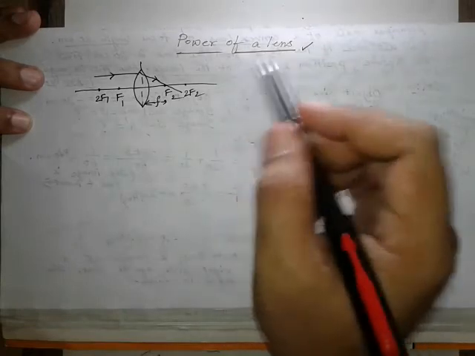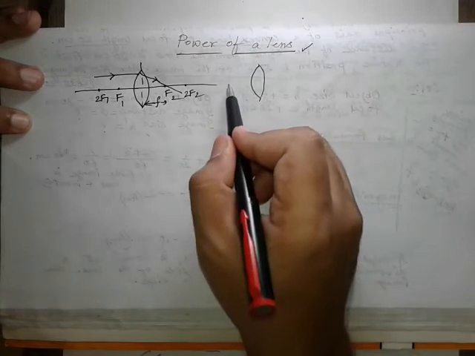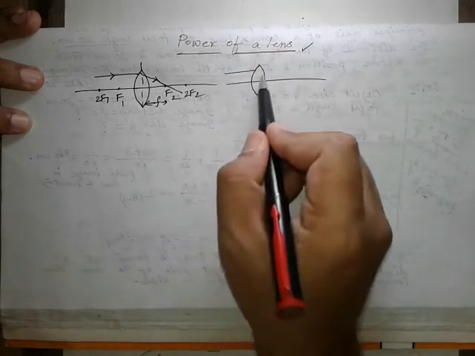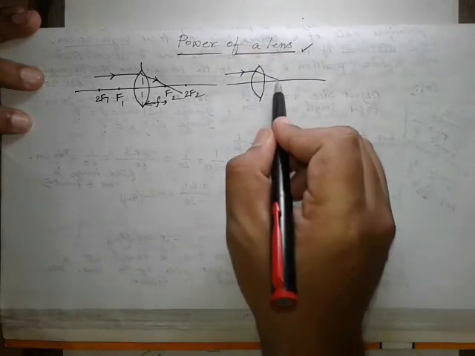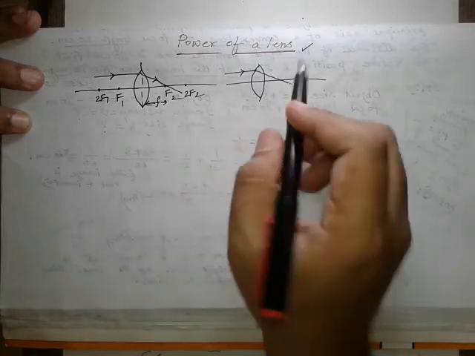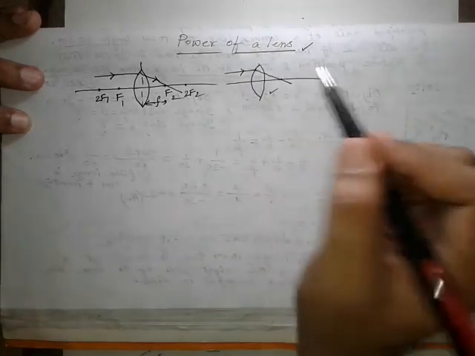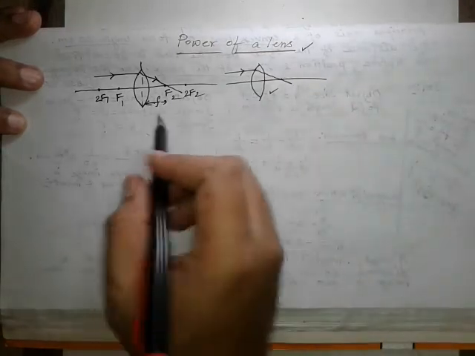Now if there is another lens, suppose this type of lens, which can bend the parallel beam of light more earlier than this, in this way. Okay, so that means the power of this lens will be more. I'll give you a comparison of two drawings so you can understand easily.